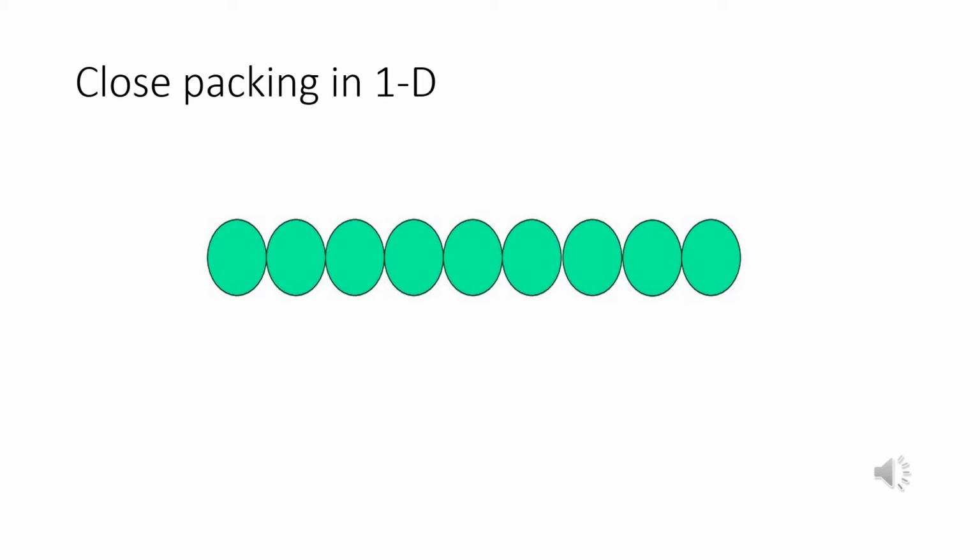In the one-dimensional close packing arrangement, the coordination number is 2, because if we take one atom in between, it will be touching its neighboring atoms on the right hand side and the left hand side. So there are two neighboring atoms present. So the coordination number of one-dimensional close packing is 2.